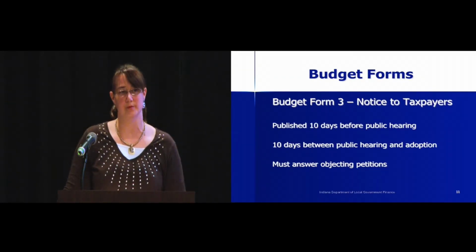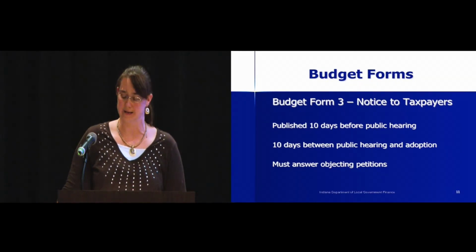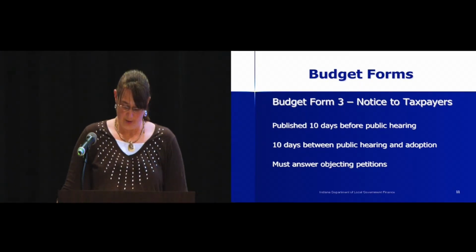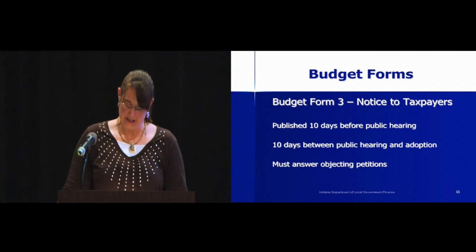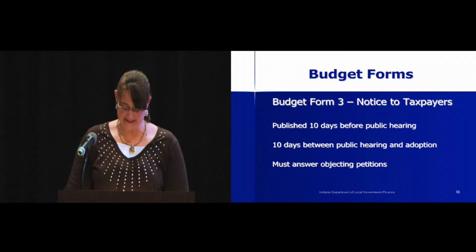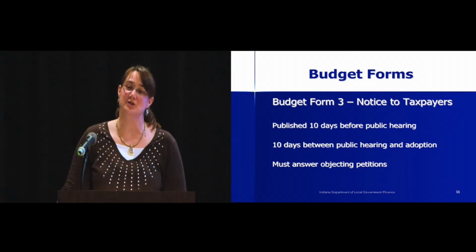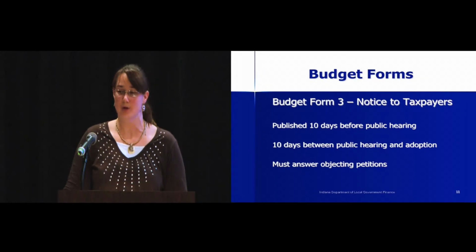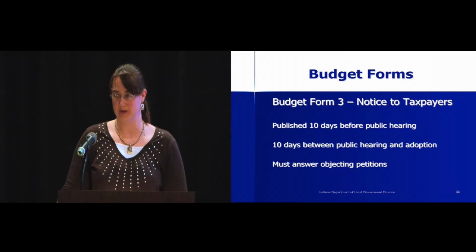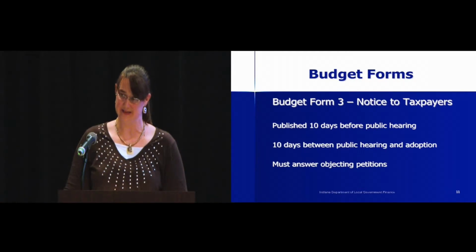Then you have your Form 3. This is the form that you take to the newspaper for your advertising. The requirements for your Form 3: the first publication has to appear at least 10 days before the public hearing. The second publication has to be at least 7 days from the first publication and 3 days from the public hearing. There must be 10 days between the public hearing and the adoption date.